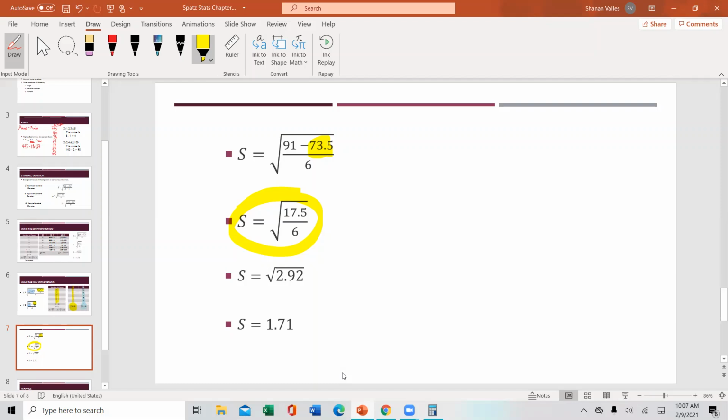This is why some people really like the deviation method, and some people like this one a lot better. Whichever you choose is fine. You will eventually get the same answer. So 91 minus 73.5, you're going to get this 17.5 right here. When we divide 17.5 by 6, we get 2.92, and then we get 1.71 for our standard deviation, just like we did with the deviation method.